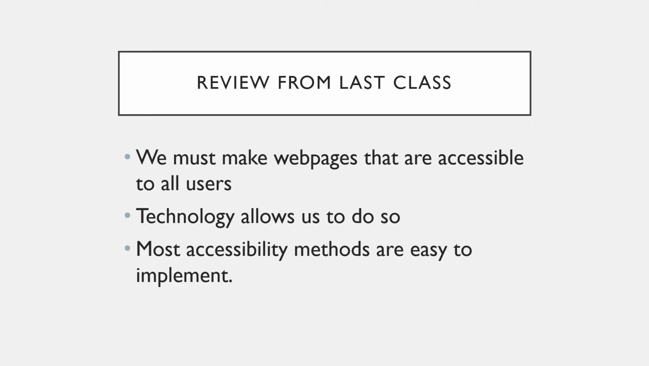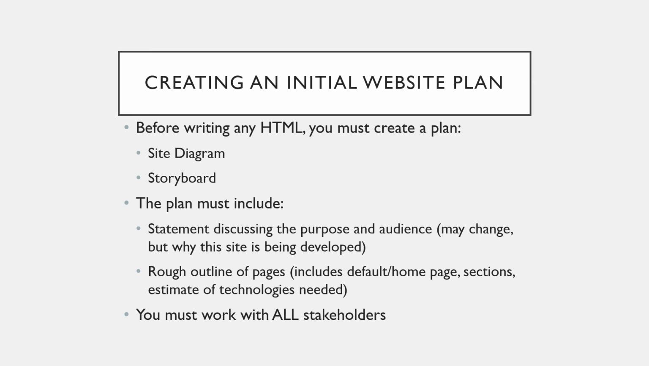So in the last class we talked about making web pages that are accessible, and that we have the technology that allows us to do so, and most accessibility methods are rather easy to implement. So when designing your web page or your website, you want to have a plan. You don't want to go into it not knowing what you're going to be doing or what's going to be included on it. So before you start with any HTML, and before you start even writing the first line of code in your web page, you want to have a plan of what it's going to look like.